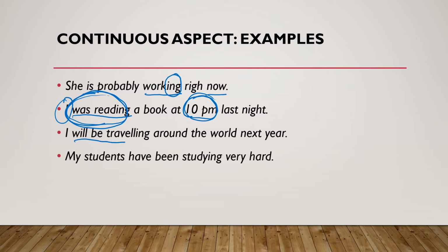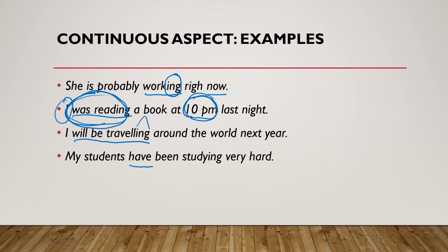I will be traveling around the world next year. So the only thing we know is that that person will be doing some action next year. Not today, not tomorrow, but next year. Today we have October, so probably in October next year I will be traveling. It's an unlikely situation for me, but that is what the sentence is expressing.